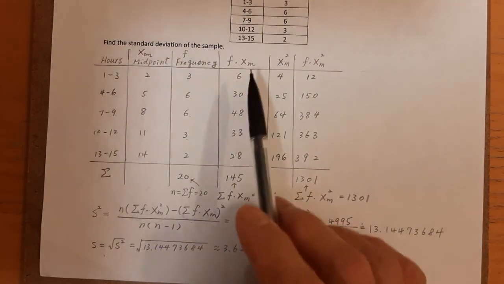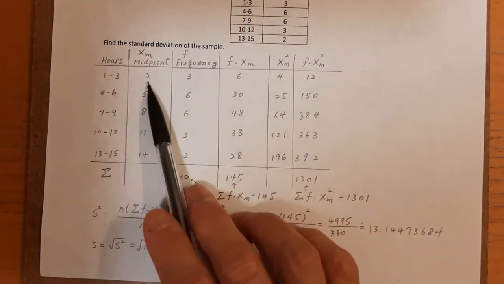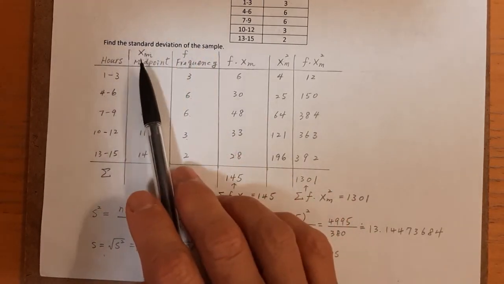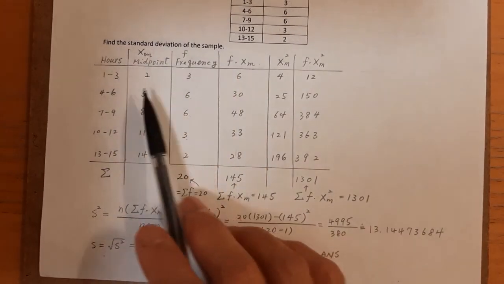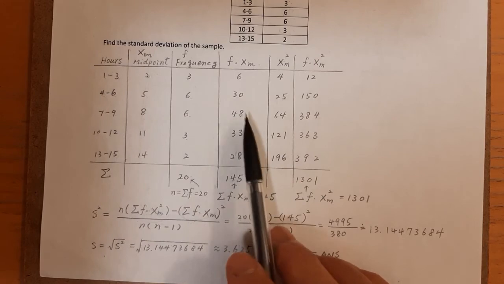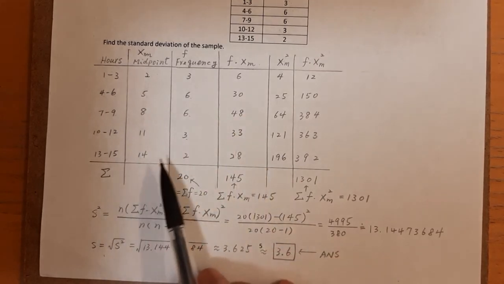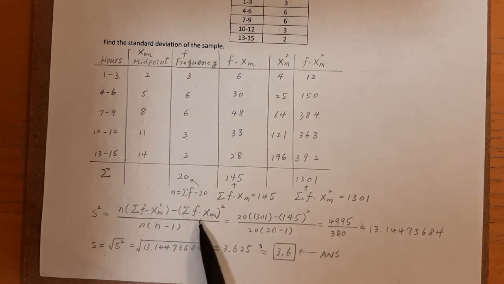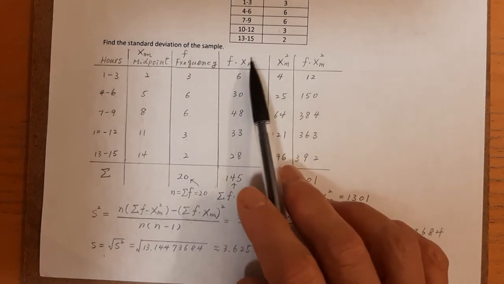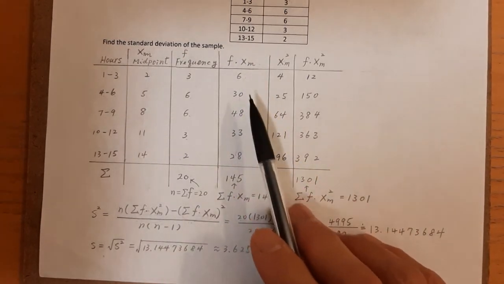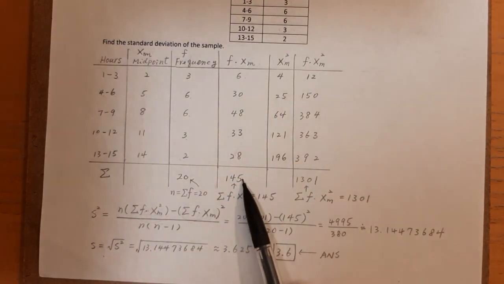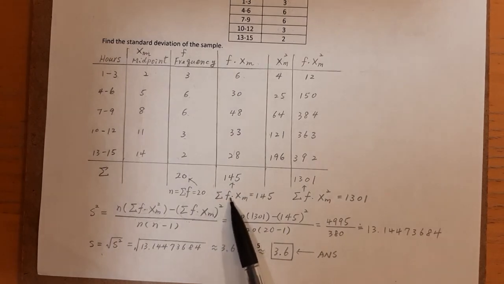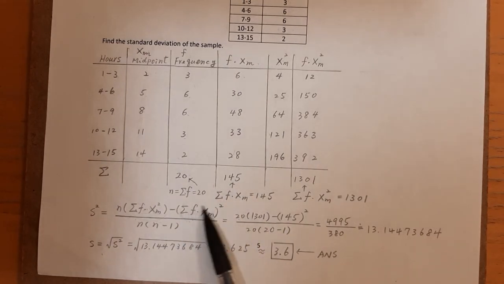So f times xm is the two multiplied together. f is the frequency, xm is the midpoint. 3 times 2 is 6. 6 times 5 is 30. 6 times 8 is 48. 3 times 11 is 33. 2 times 14 is 28. Because in the formula, we need to multiply together. Add together: 6 add 30, add 48, add 33, add 28. Total is 145. That's the summation of f times xm, which is this part, 145.